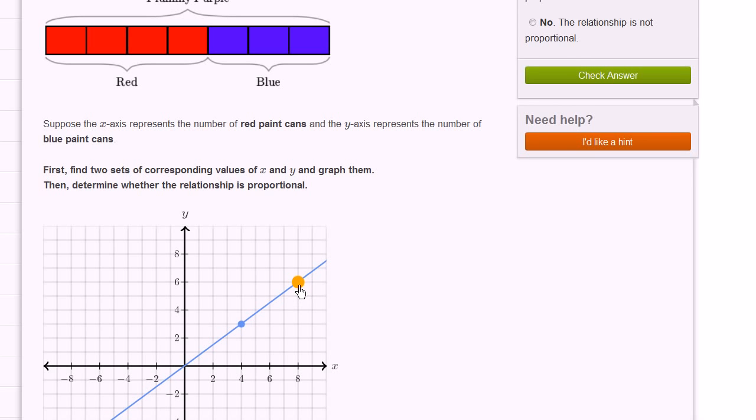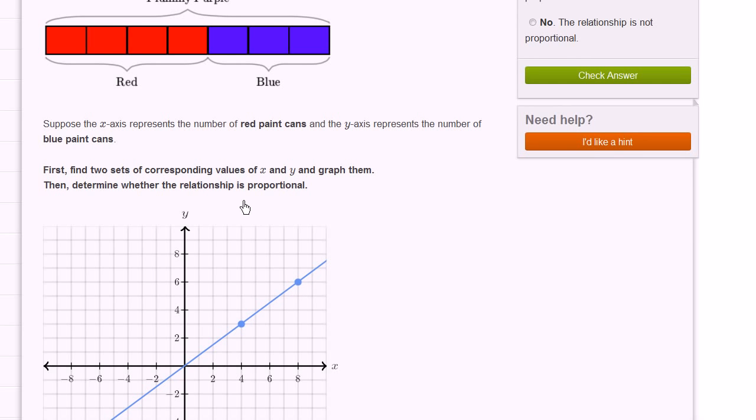Once again, the ratio of blue to red is always 3 to 4. Here, literally, you have 3 blues and 4 reds, so you have a 3 to 4 ratio. Here you have 6 parts blue, 8 parts red. The ratio of 6 to 8 is the same as 3 to 4. Now the question is, is this proportional?